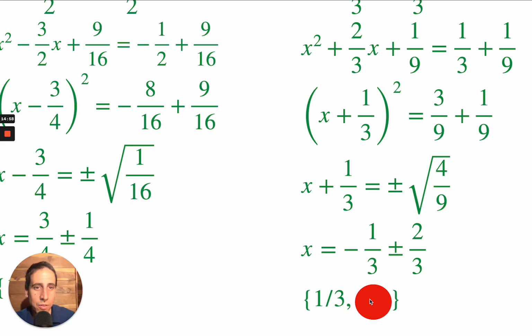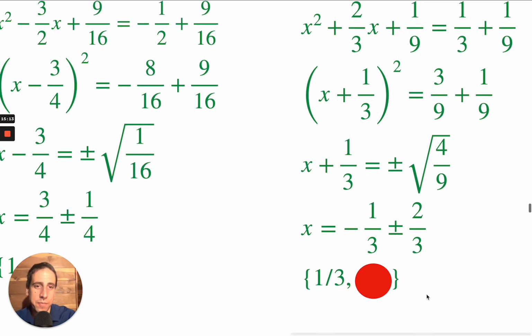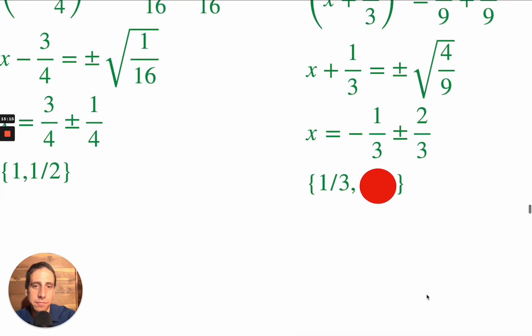Now, if you were to simply add negative 1/3 plus 2/3, you get 1/3. But I wonder what you would do if you subtracted negative 1/3 minus 2/3. You get something that you can actually simplify. So take a moment to do that right now.